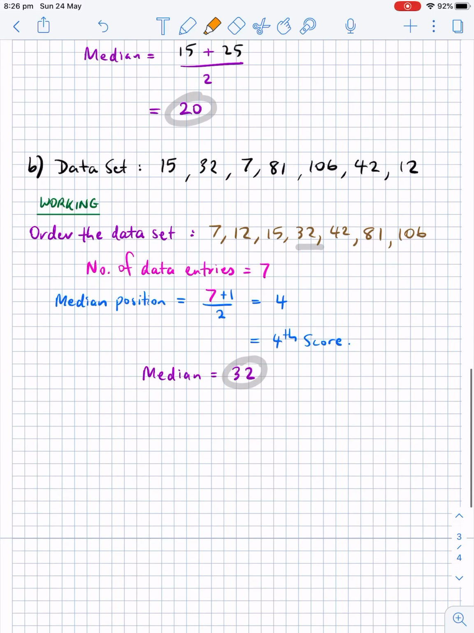With question B, the data set is this: 1, 2, 3, 4, 5, 6, 7 scores, and they're not in order. When you're dealing with medians, you need to make sure you put them from smallest to largest, as I've just done here. Because there are 7 data entries, you add 1, then divide by 2. So that goes up to 8 divided by 2, which is 4. That means the 4th score is your median. So 1, 2, 3, 4. That 32 is your median.